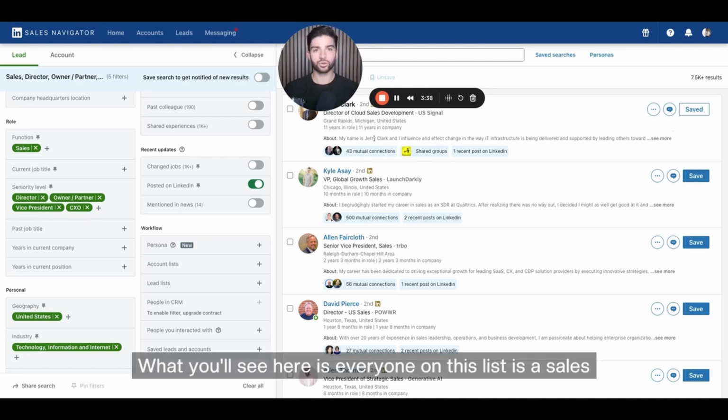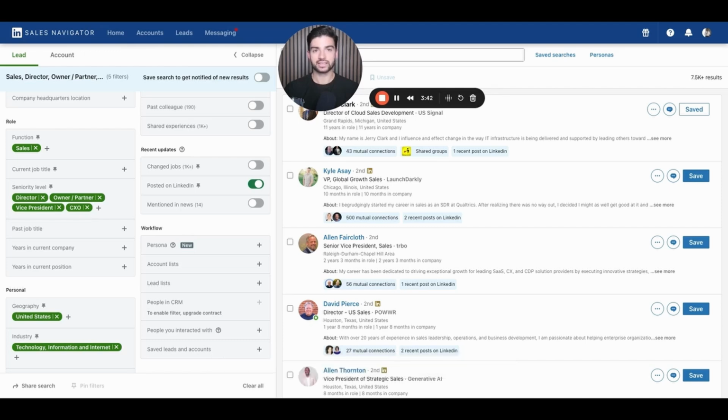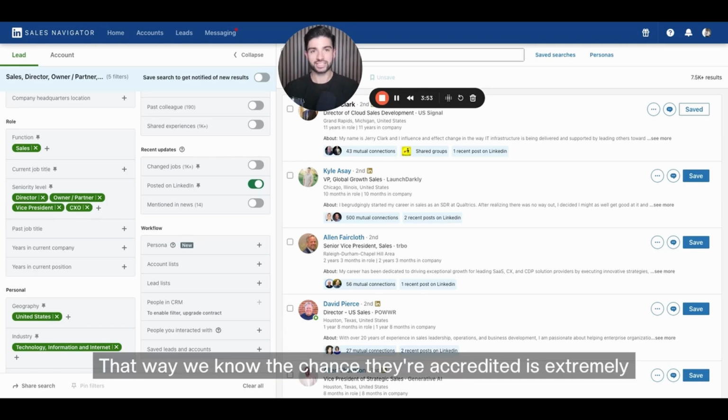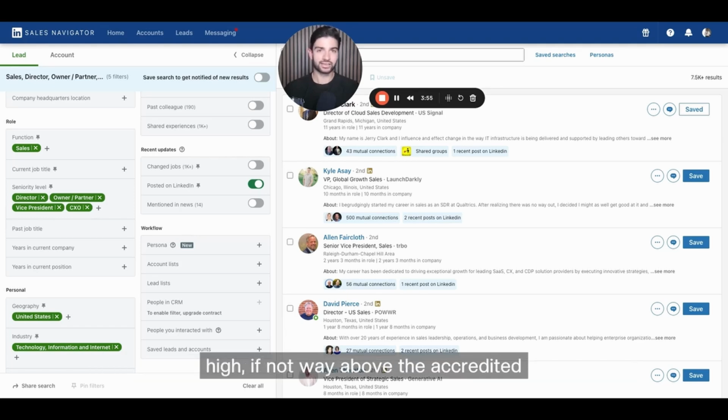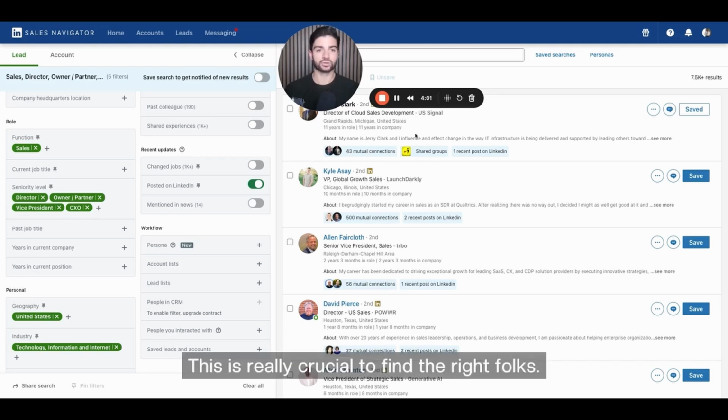What you'll see here is that everyone on this list is a sales leader based in the United States. They are either a director, a vice president, or an owner of a company, meaning they have a level of seniority and they likely earn a meaningful amount of money. So we know the chance they're accredited is extremely high, if not way above the accredited threshold of $200,000 per year. This is really crucial to finding the right folks.